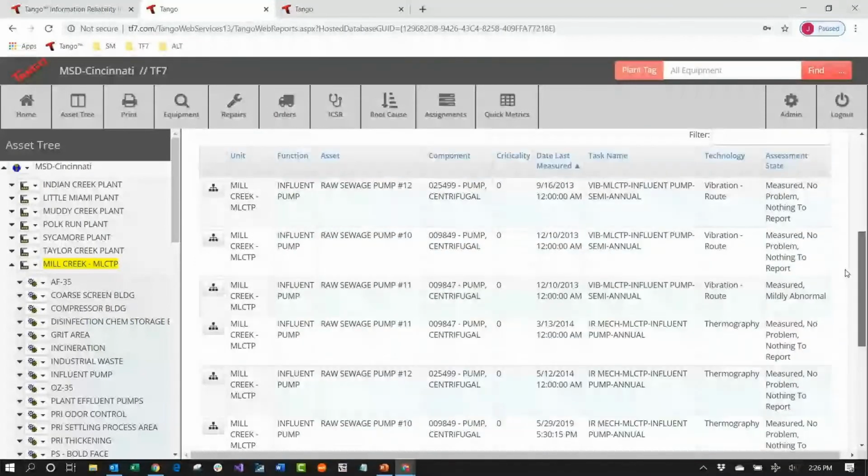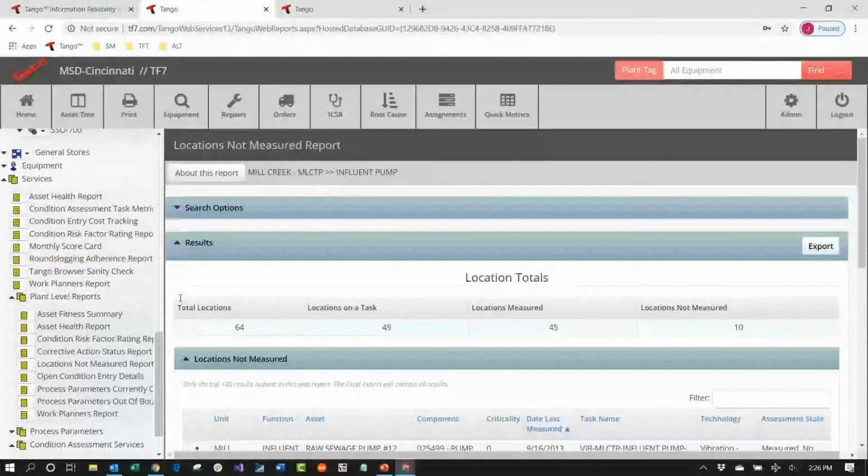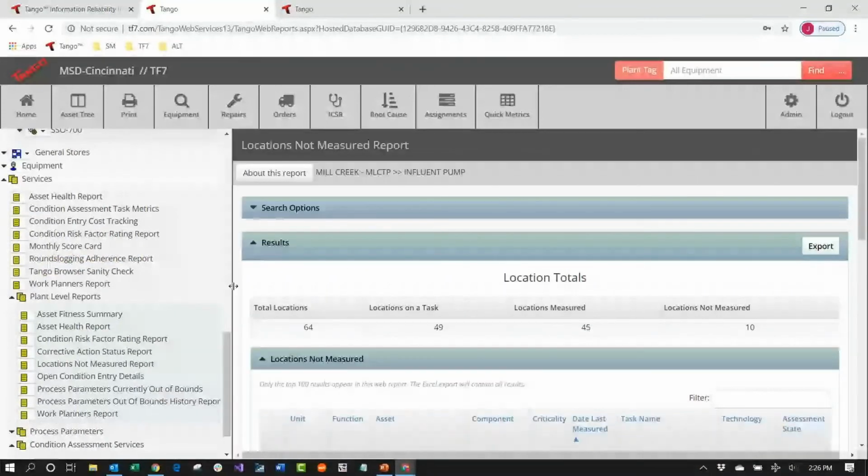Okay. So once again, that's the locations not measured report. You can run it for the whole database from the services area under plant level reports, right there, or you can go back to any functional location or actually an asset level and run it for that, and get the same information. Run it again, but just for vibration, just to show people. So click through it again. So influence pumps.